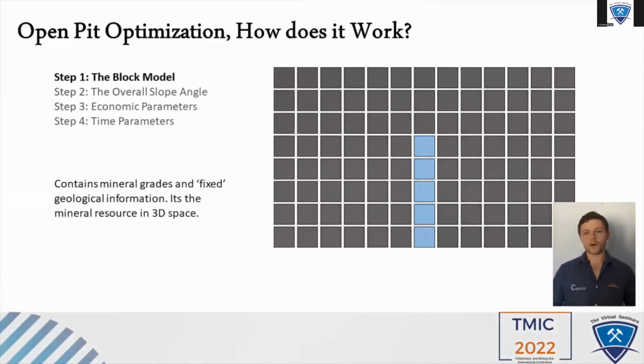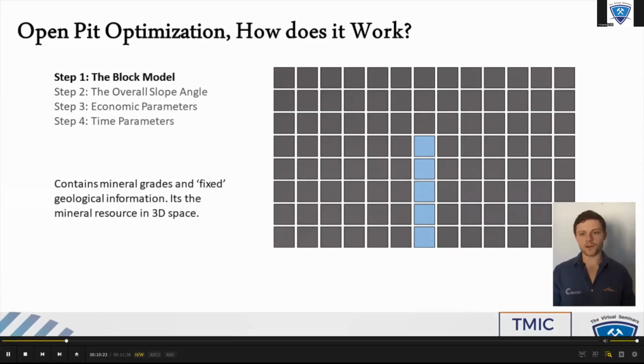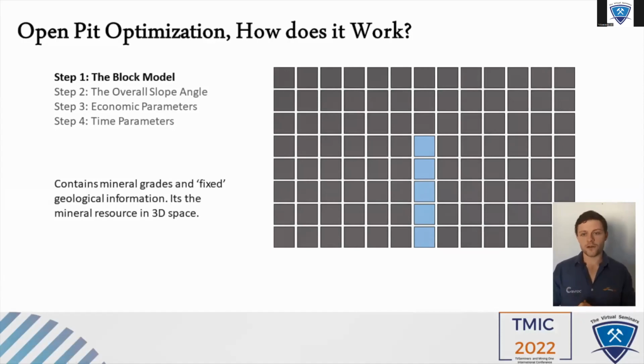So, open pit optimization, how does it work? It's used widely to establish early pit shapes that can be used to guide mine design work. So the process, first of all, involves taking a block model, usually provided by a geologist, and that contains fixed information about what's in the ground, so grades, rock types, things like that. But it puts all that information into 3D space.